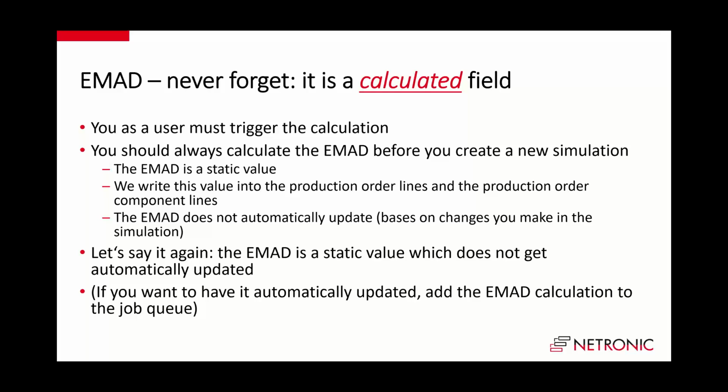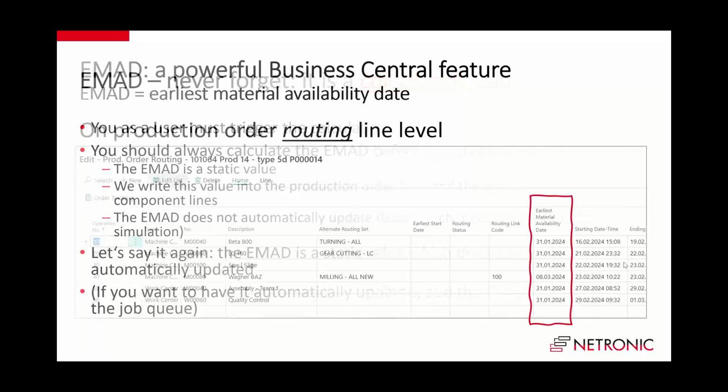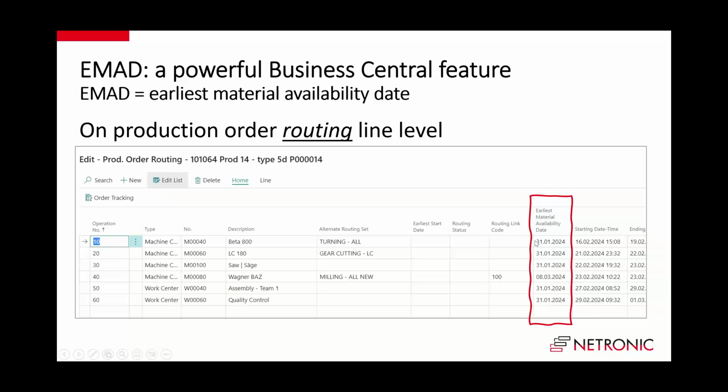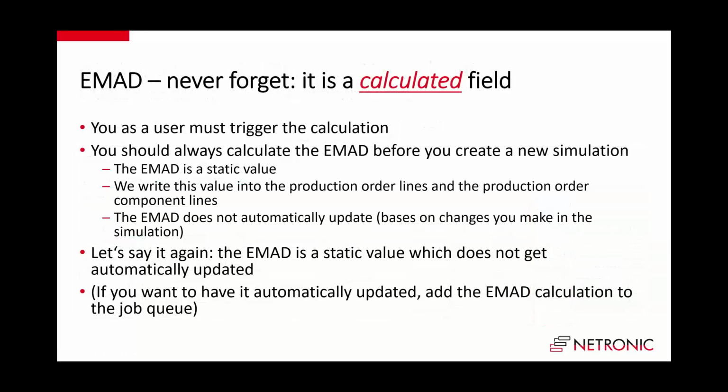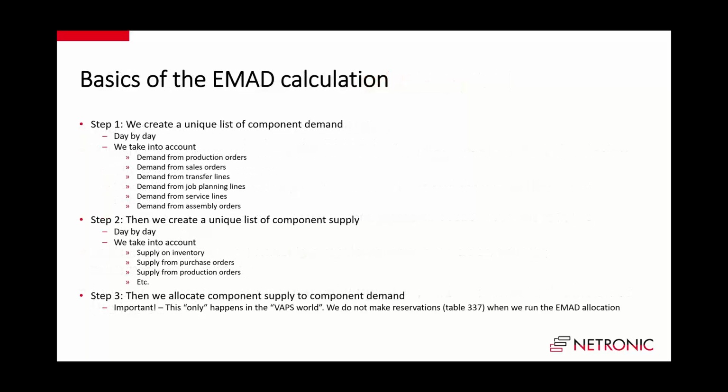But if you don't put them on the job queue, then the user, the person doing the scheduling, must be aware that those fields here are static. They are a result of a mathematical calculation, and you need to calculate them anew if you want to get new data, and the calculation needs to be triggered by the user. Very, very important. Otherwise, you will start scheduling based on outdated material availability information that most likely does not reflect the current situation.